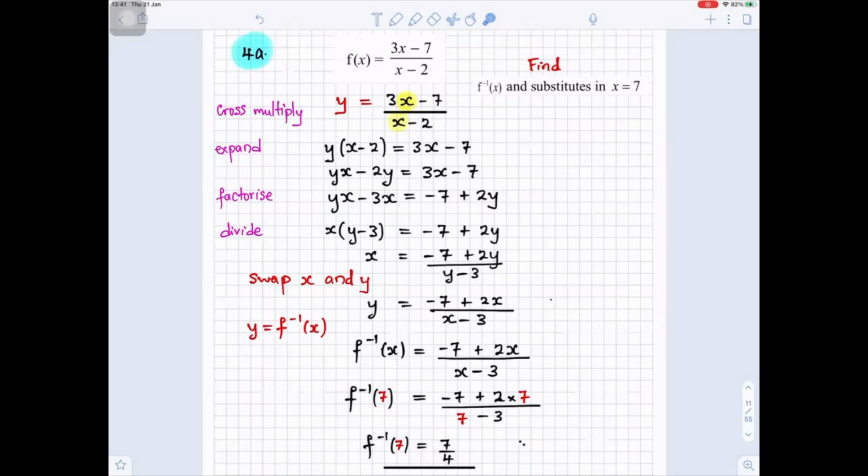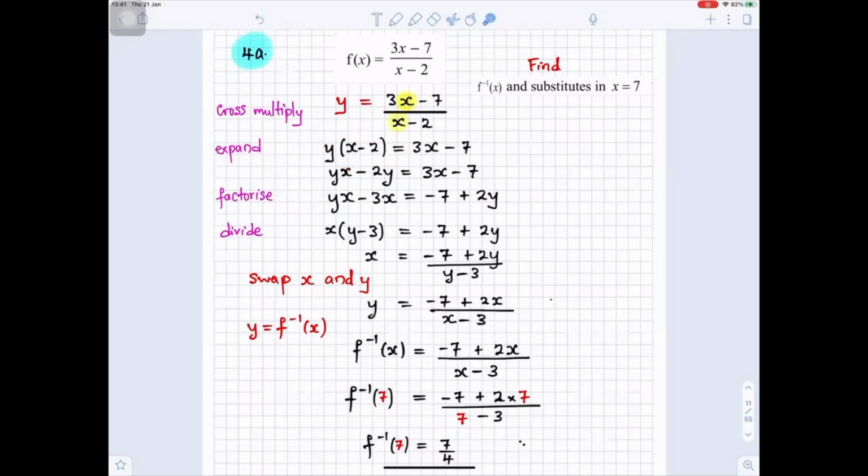So we would change f of x and call it y. So that means y equals 3x minus 7 over x minus 2. The x which I've put in yellow, we're going to make that x the subject. So to make x the subject, we'll cross multiply. It becomes y times x minus 2 is equal to 3x minus 7. Now we would expand. y times x is yx. y times minus 2 is minus 2y.